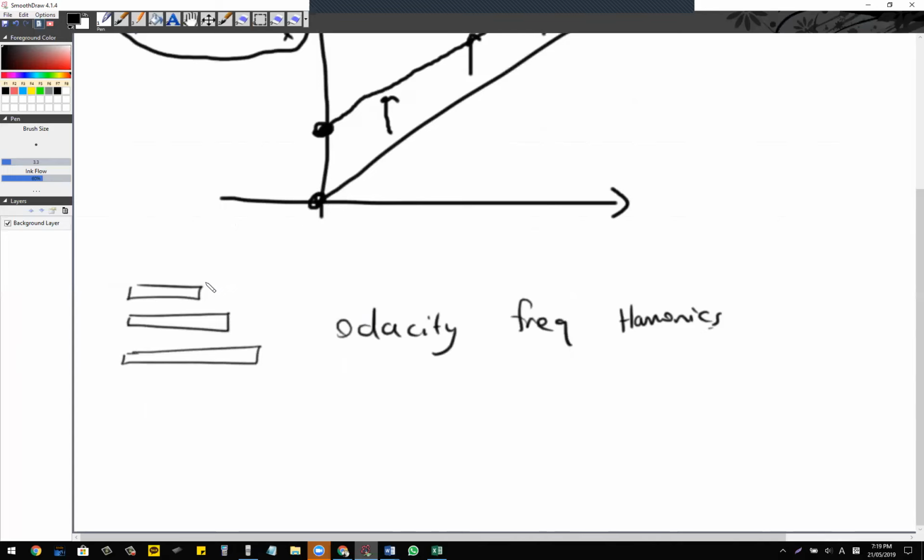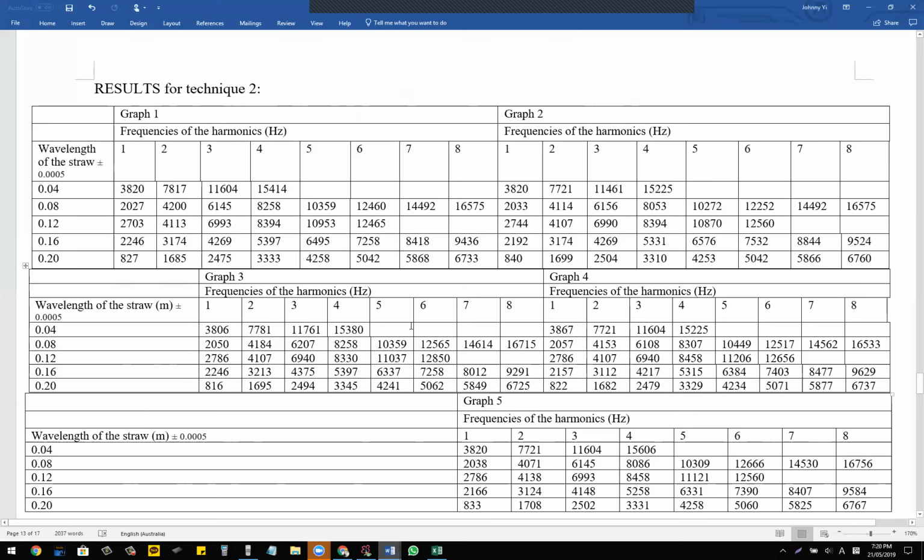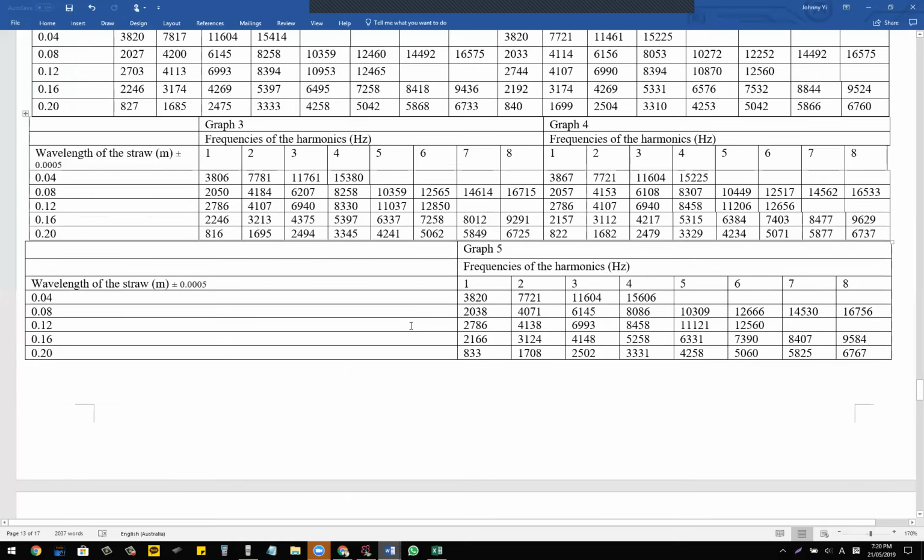Do you want me to send you what some of the graphs look like? I don't think I put it on the Word doc. No. Okay.